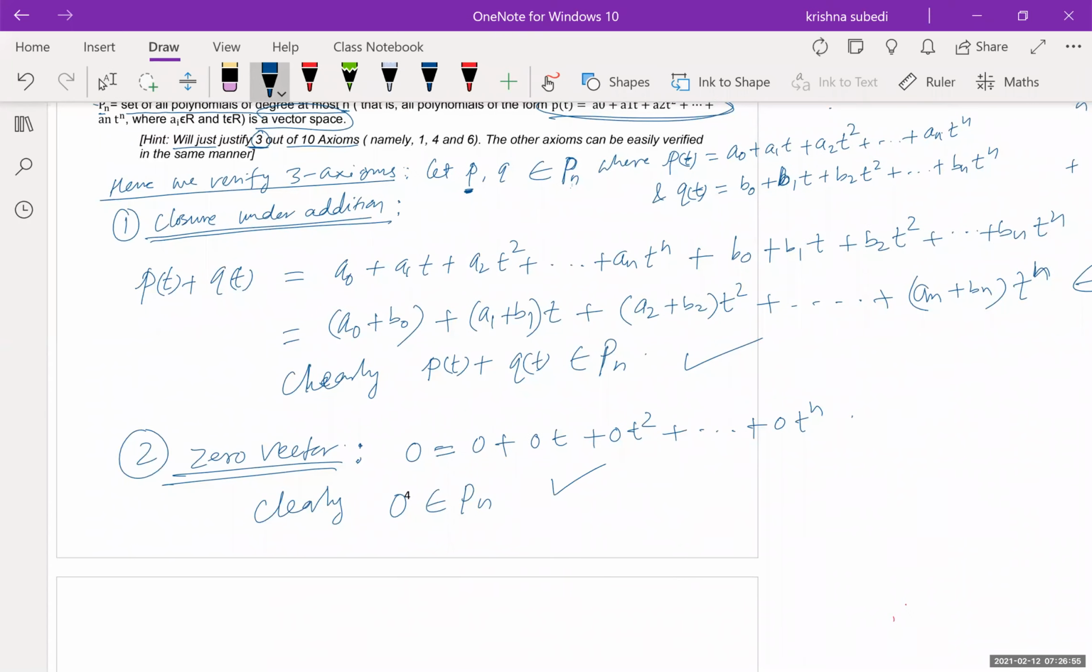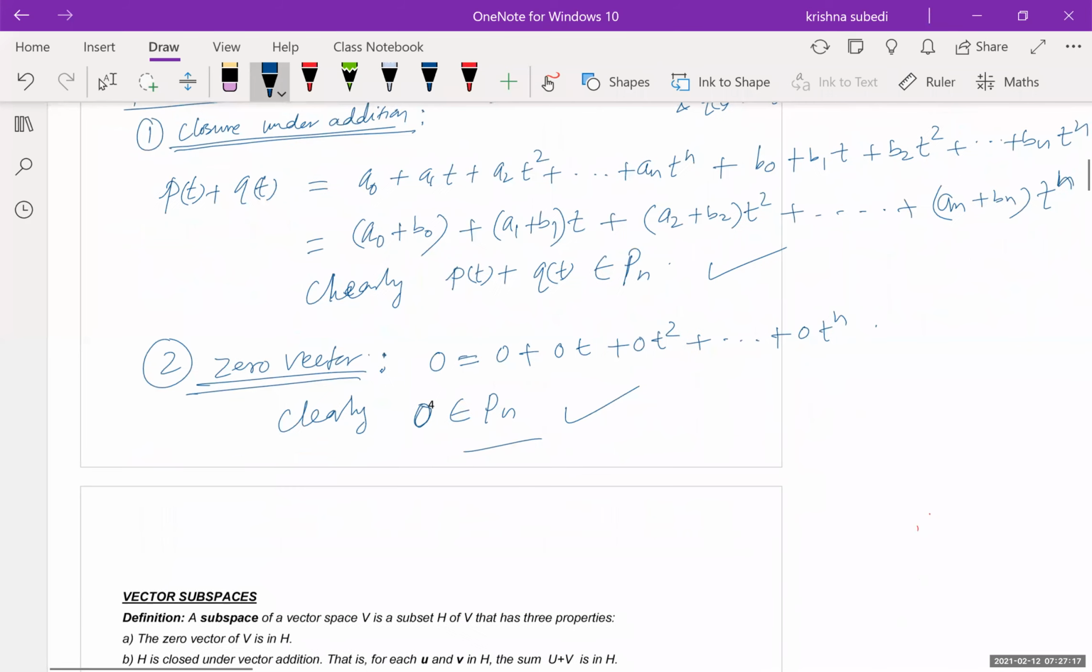So this also checks. If you add any vector, p of t plus 0 will be p of t. There is no issue there. As long as you prove that 0 is in the container, 0 in that space, then you are done with the second condition. So you don't have to show that. Just show this. So condition 2 checks.